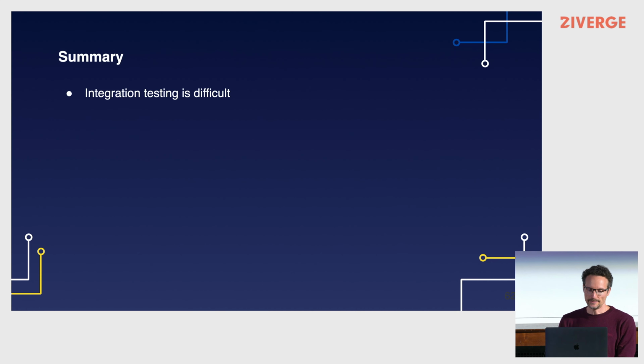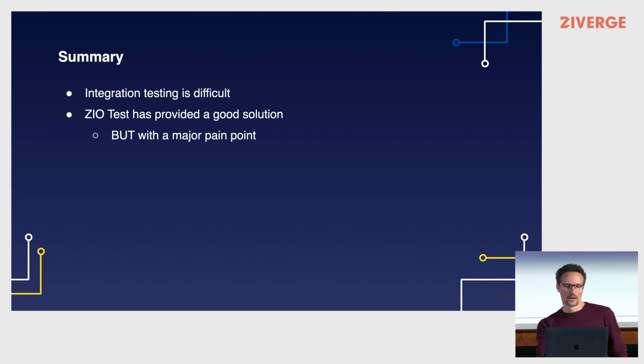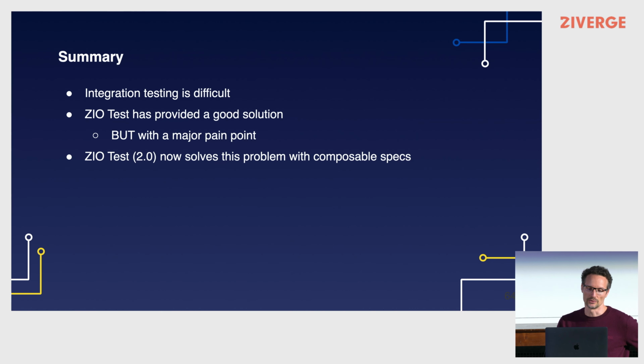So as a summary, we have seen that integration is challenging. And ZIO Test provides already a nice solution, but with a major pain point that we couldn't share the specs, share the dependencies among specs. And ZIO 2 now solves this problem using composable specs.